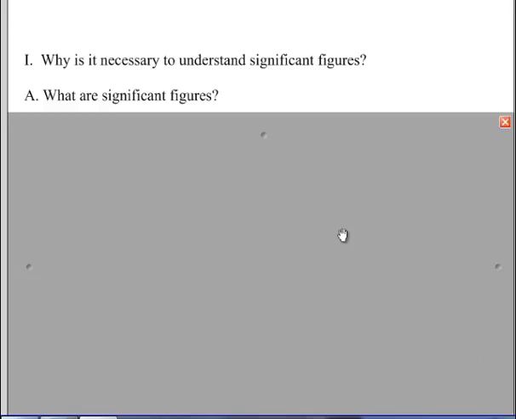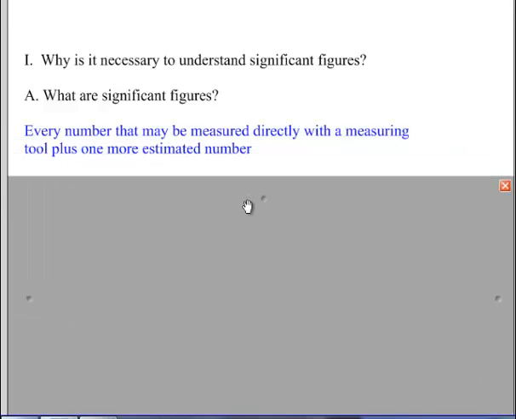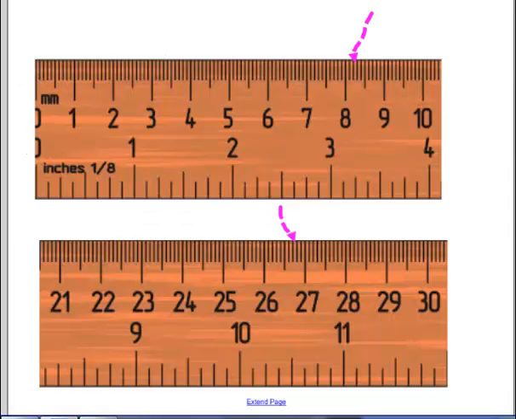So, what are significant figures? Well, they include every number that may be measured directly with a measuring tool, plus one more estimated number. Let's look at some examples. Here's a standard ruler that you would use. On one side it has inches, but we don't use inches when we're in chemistry class. We're going to use the metric side.